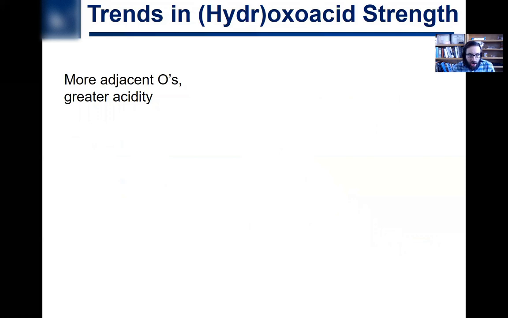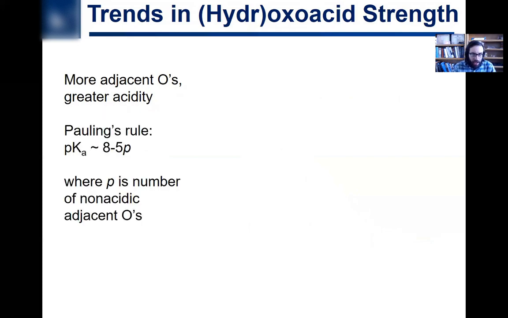Trends in hydroxo acid strength. Here, one very clear trend is that if you have more adjacent oxygens, you have greater acidity. So it's going to be for oxo acids and hydroxo acids. We're kind of doing these together. Linus Pauling came up with an empirical rule that said the pKa is going to be about equal to 8 minus 5p.